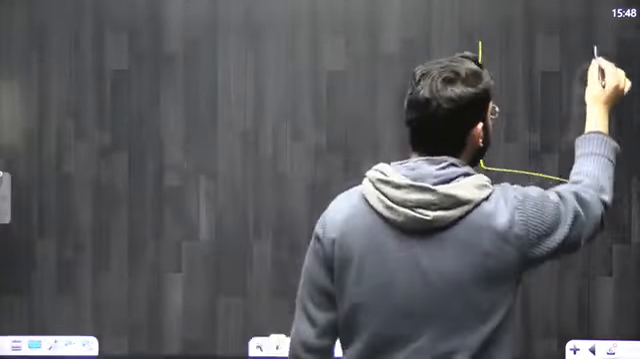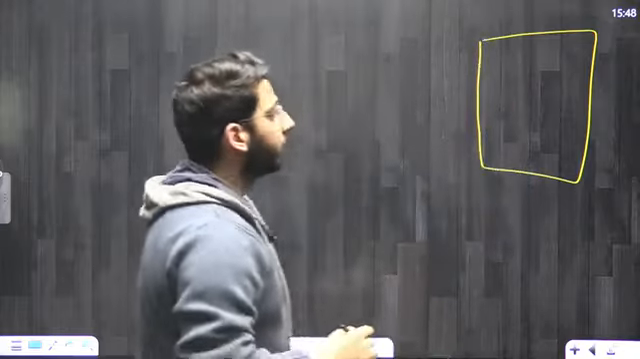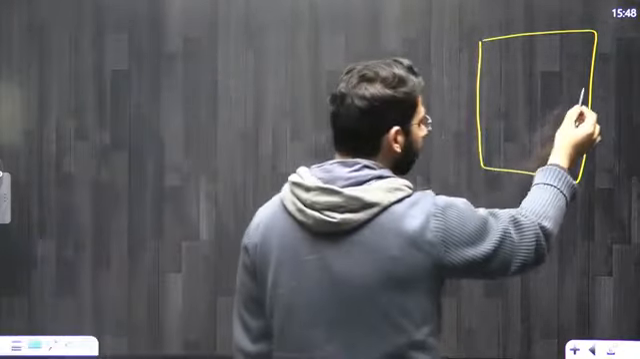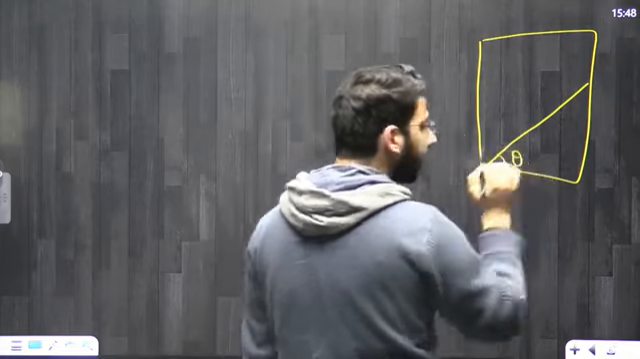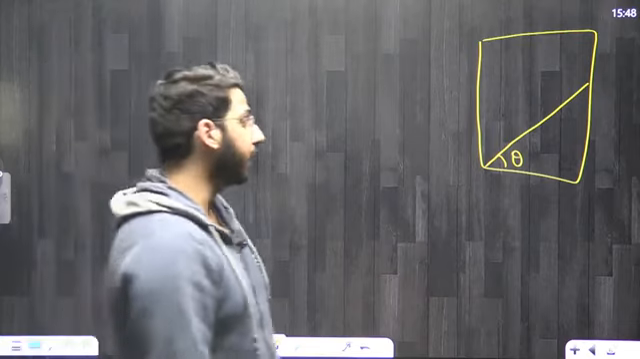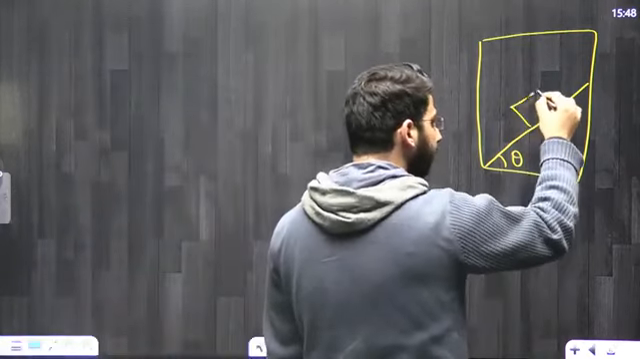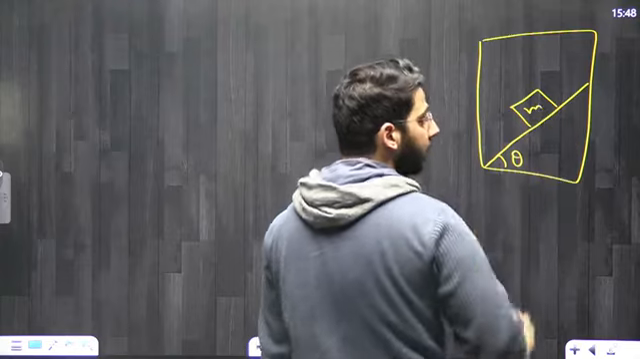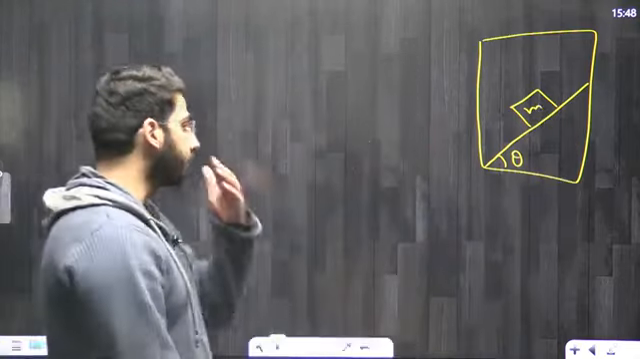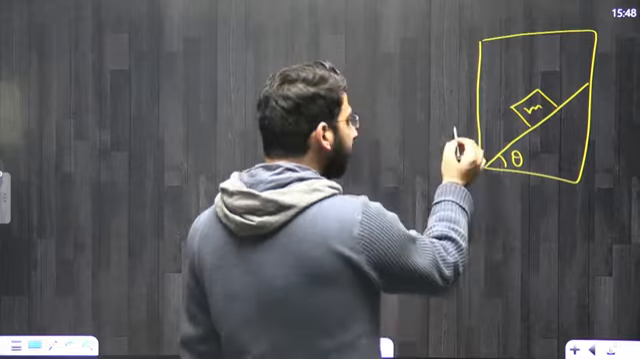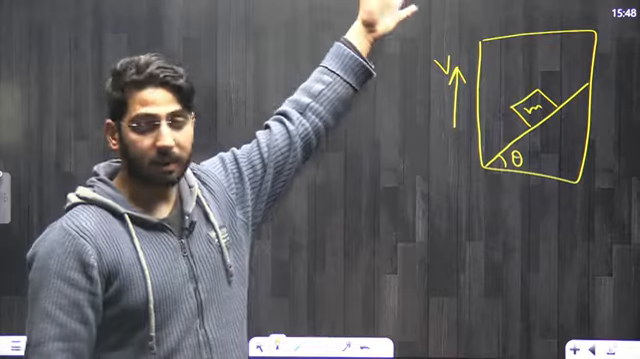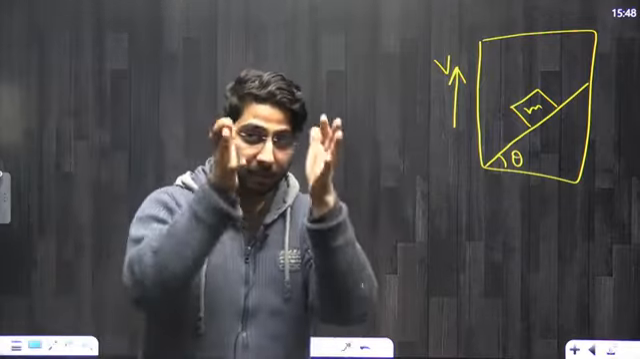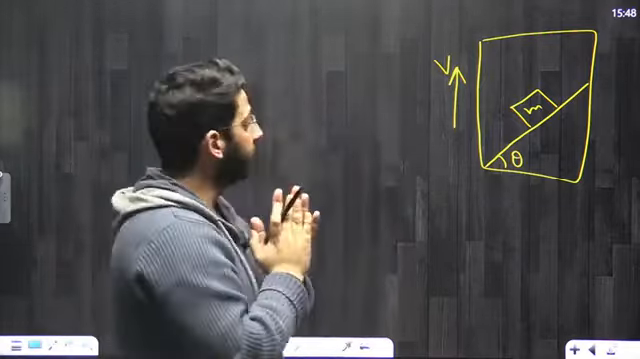So what is the problem? The problem is there is an elevator, a lift, and inside this lift there is an inclined plane which is making an angle theta with the base of the lift. And on this incline, there is mass m. Now try to understand one thing: this lift is moving up with the velocity v, and this velocity v is constant. So the whole system is moving up with constant velocity v.